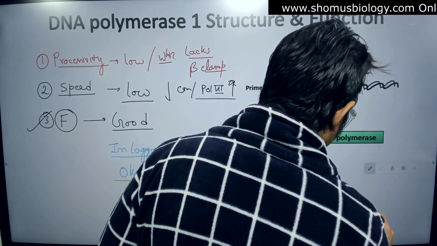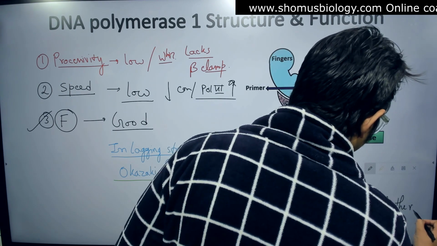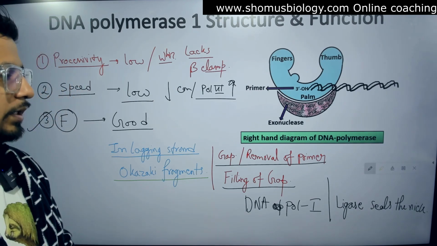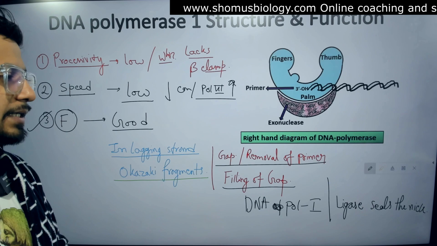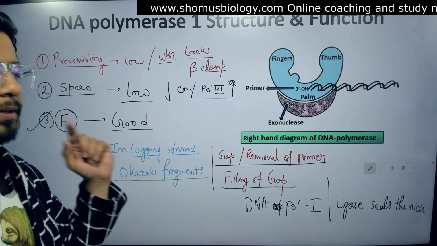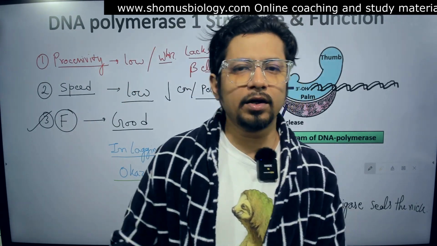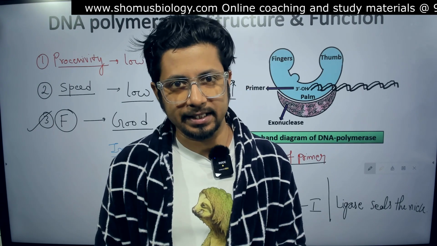Ligase seals the nick. Polymerase 1 fills the gap, and DNA ligase seals the nick. In that way the process is completed. So polymerase 1's role in the lagging strand is the removal of the primer and filling of the gap. Sealing the nick is done by DNA ligase.